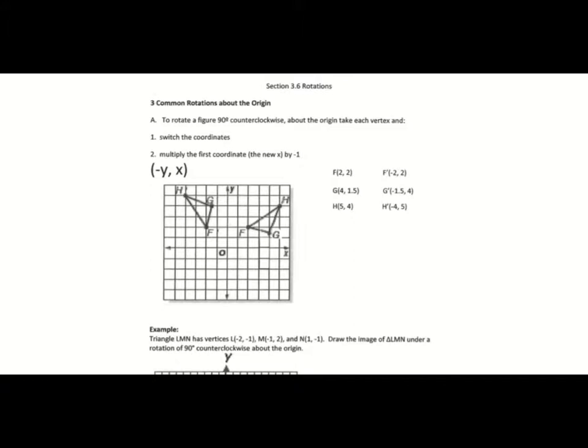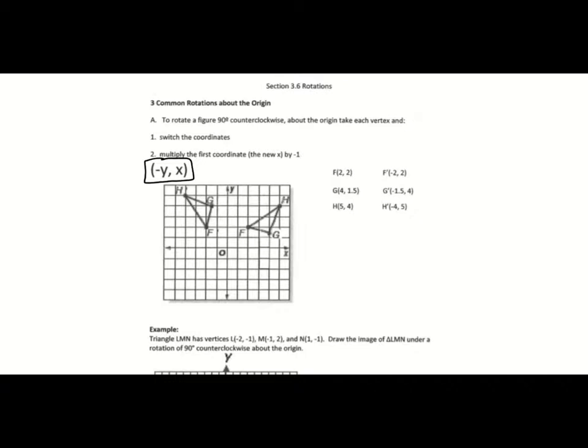So if we look at the first common rotation about the origin, the first is a 90-degree counterclockwise turn about the origin. The way we do this is we are going to switch the coordinates as our first step. So if you look here at our transformation, our x becomes our y and our y becomes our x. That's what it means by switch the coordinates. You're going to flip those two numbers, and then you're going to multiply the first coordinate, which is our new x, our old y, by -1. So that is where we get this new transformation from.